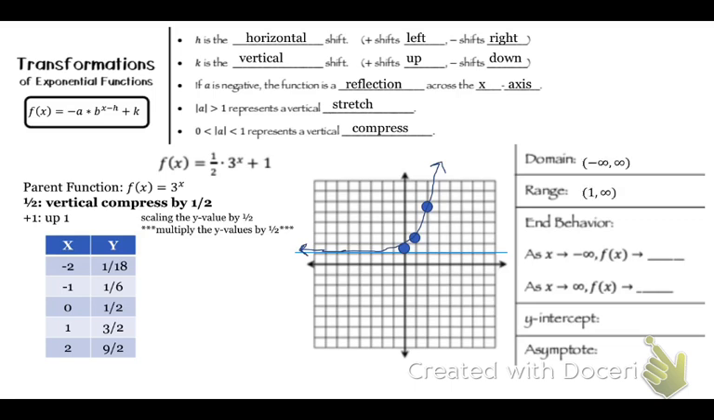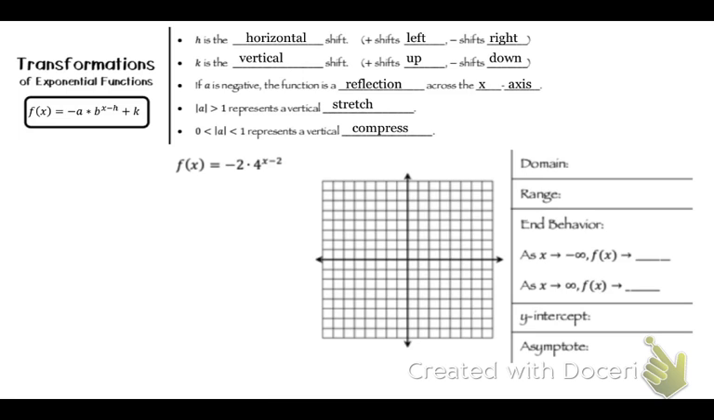So our domain, negative infinity to infinity. Range is 1 to infinity. As x goes to negative infinity, f of x goes to 1. As x goes to infinity, f of x goes to infinity. Y-intercept at 0, 1.5. And asymptote at y equals 0.